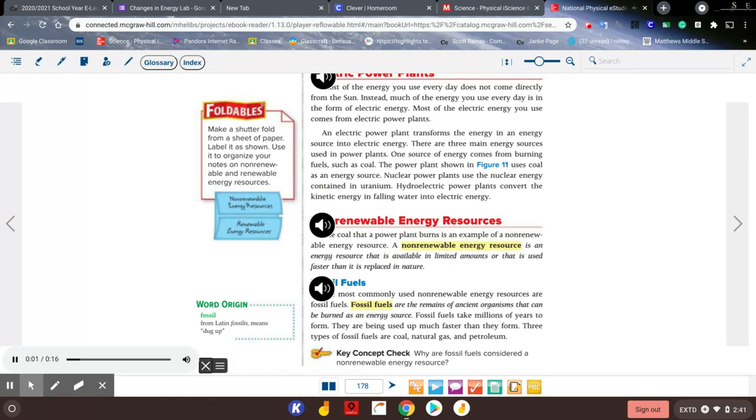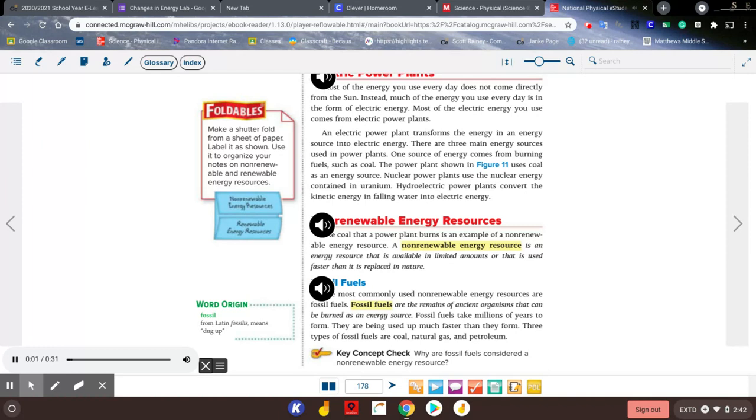Non-renewable energy resources. The coal that a power plant burns is an example of a non-renewable energy resource. A non-renewable energy resource is an energy resource that is available in limited amounts or that is used faster than it is replaced in nature.